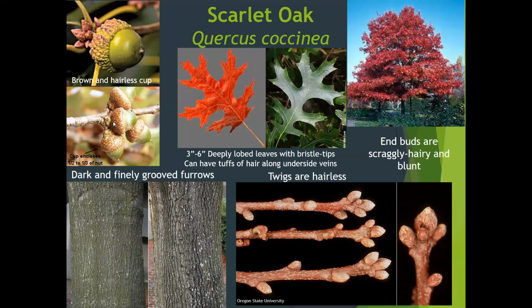They're kind of smooth, but they still have somewhat scales on them, and they cover roughly half to a third of the acorn itself. And the bark is actually much different than the other ones. It's dark, and these are finely grooved furrows. So it's not as blocky as the other oaks. These ones are a little bit closer together, and it looks more similar to maybe a Norway maple bark rather than an oak bark.